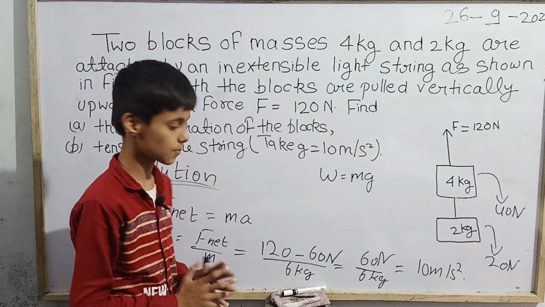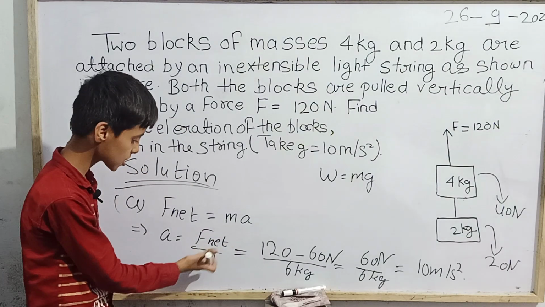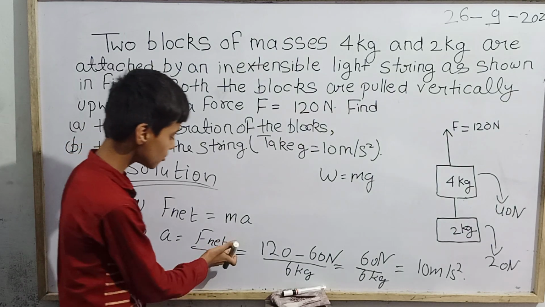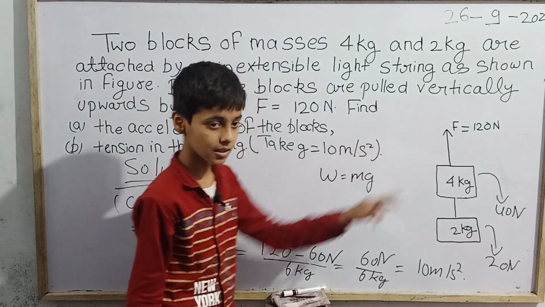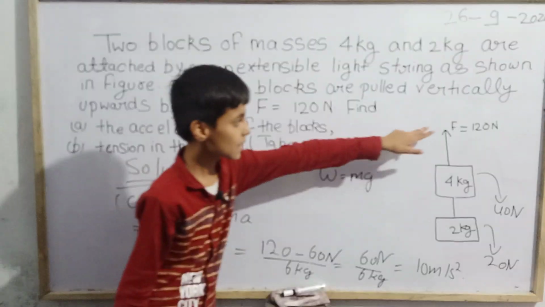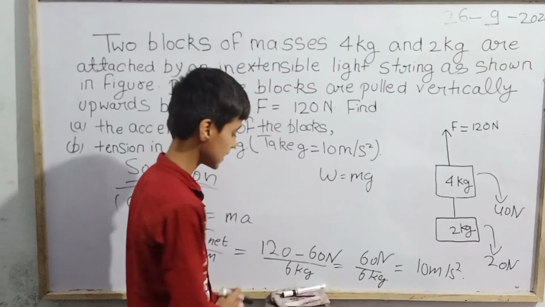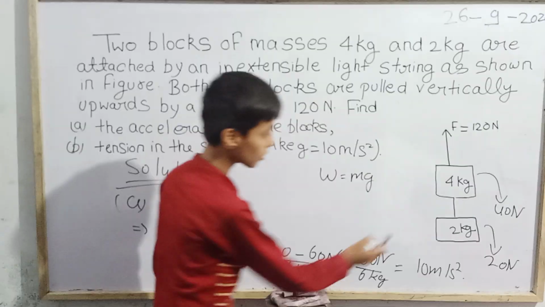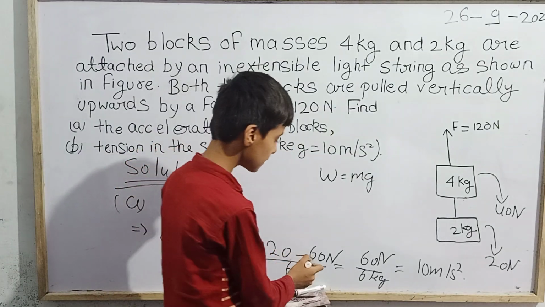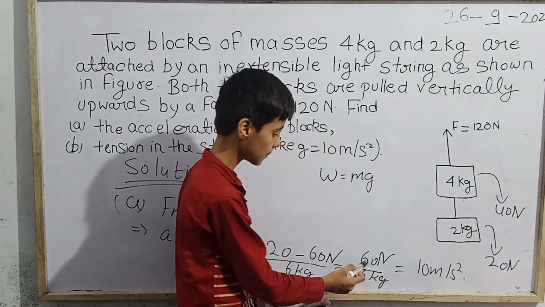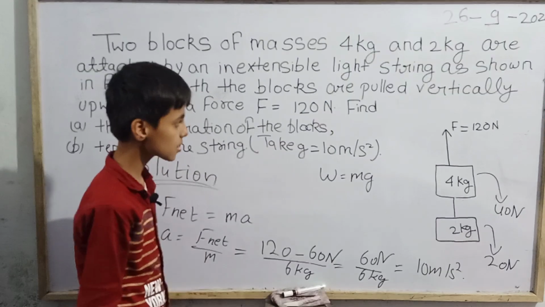Acceleration is 10 meters per second square. How? By Newton's second law of motion, F net by m equals a. We have to calculate the net force. Those two will be added, so 160 we got. This will be subtracted from 120, because the angle is 180 degrees, they are in opposite directions, divided by the total mass. 4 kg plus 2 kg, the string is massless, so 6 kg. 120 minus 60 is 60 newtons, by 6 kg is 10 meters per second square. Acceleration we got is 10 meters per second square.